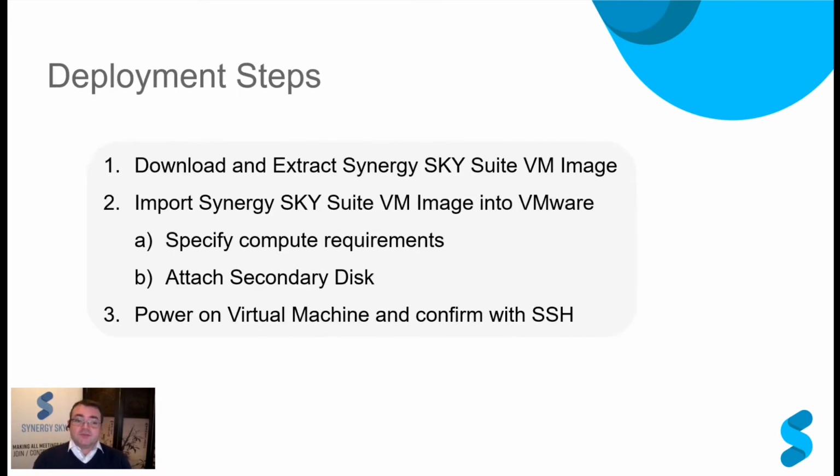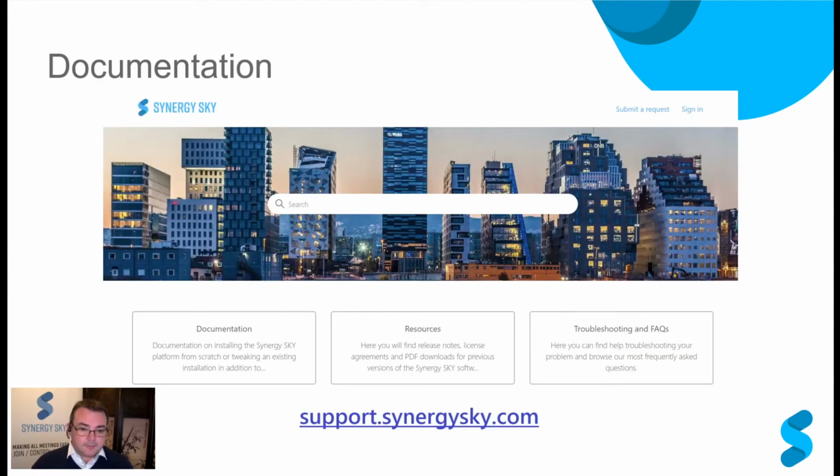So the deployment steps: we're downloading and extracting the Synergy Sky Suite VM image, importing Synergy Sky Suite into VMware, specifying the compute requirements, attaching the secondary disk, and then we're going to power on the virtual machine and confirm via SSH or with the terminal window.